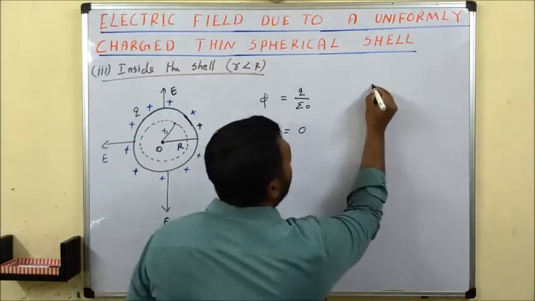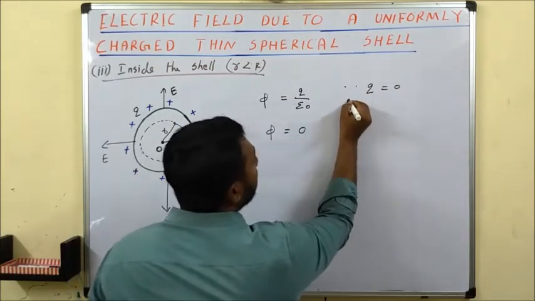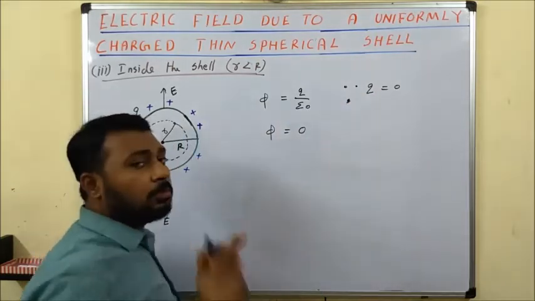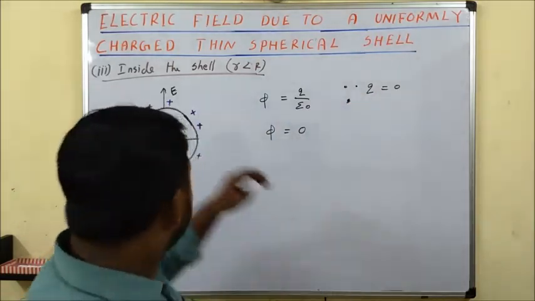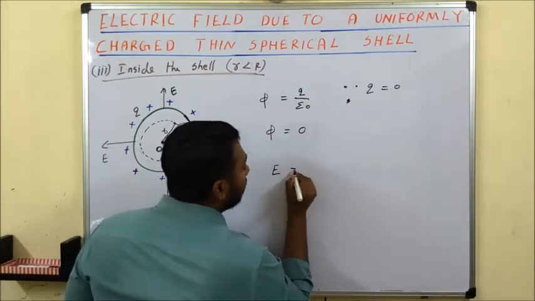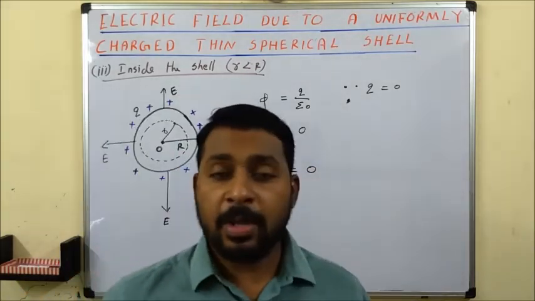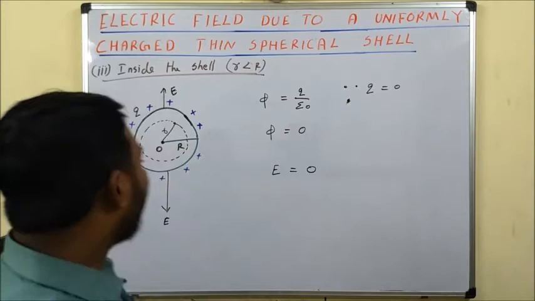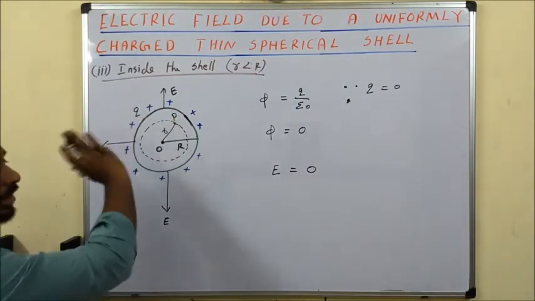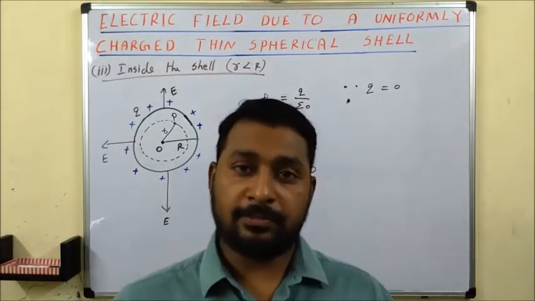So the value of Q is equal to 0 here. So it's 0 by epsilon naught. So the flux is equal to 0, so the flux inside the shell is 0. Or we can say that the electric field inside the shell is equal to 0. So remember, the electric field anywhere inside the shell will be 0.